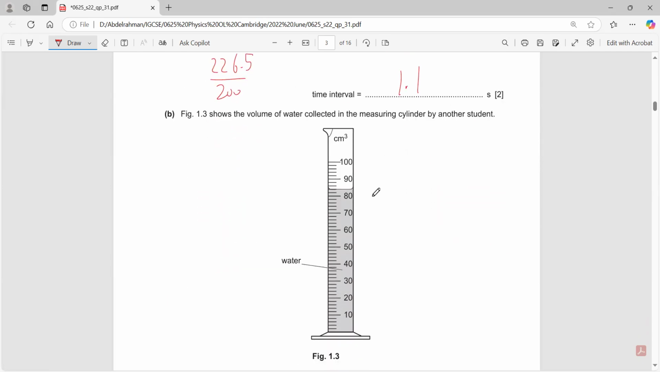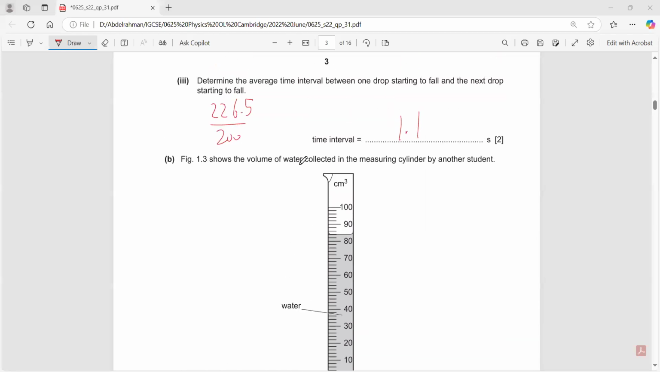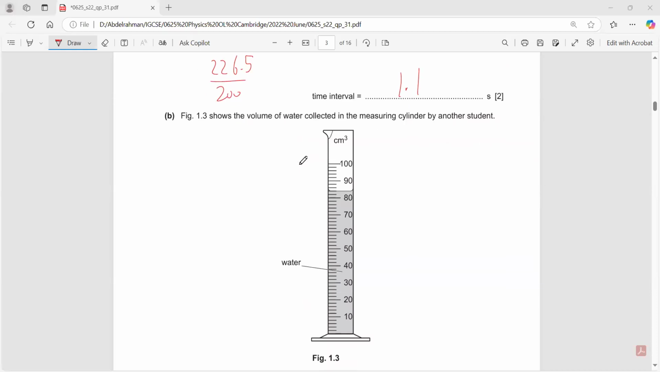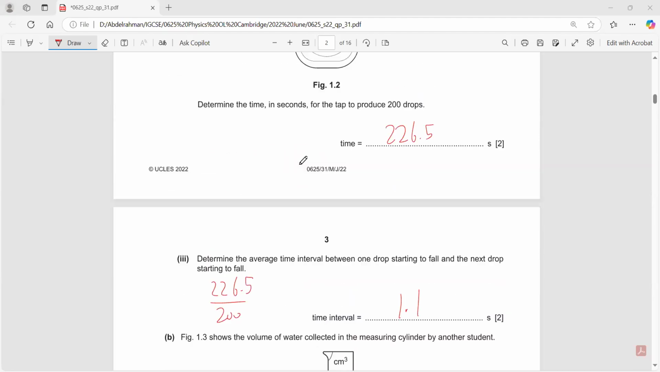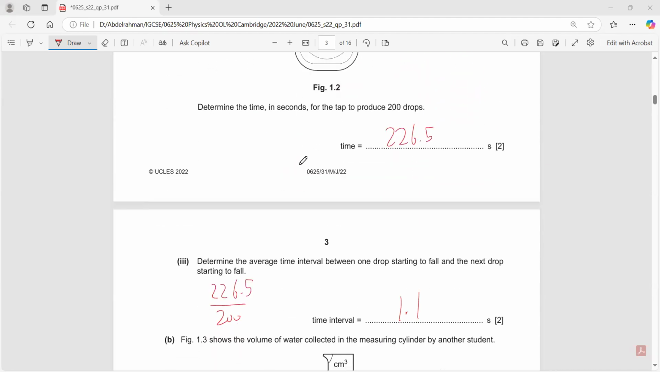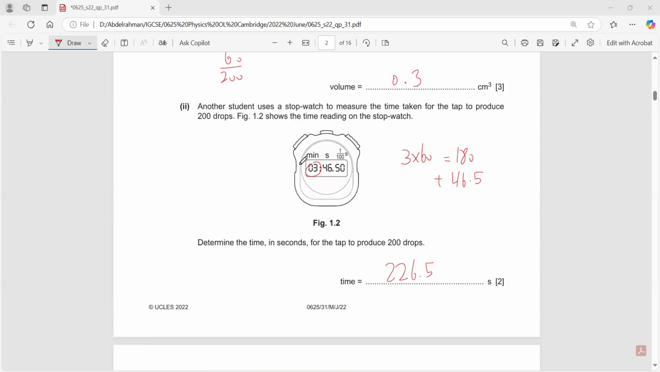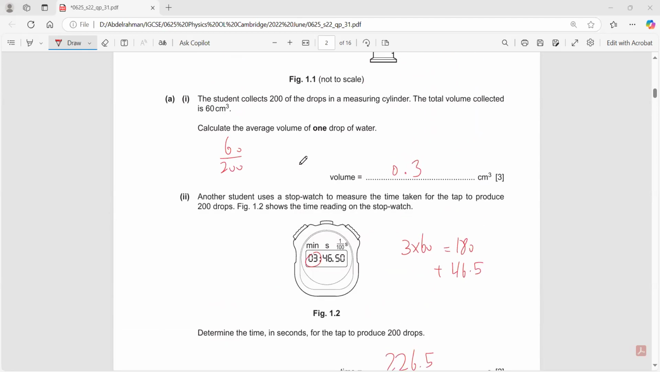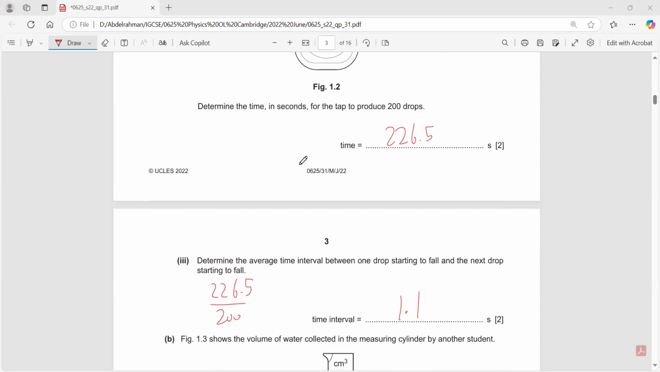The time interval means the time taken for one drop to fall. This is what they mean by time interval. Why didn't I divide by 60? Because you need to divide by the number of drops, not by the volume.